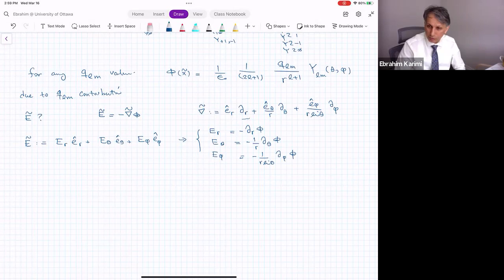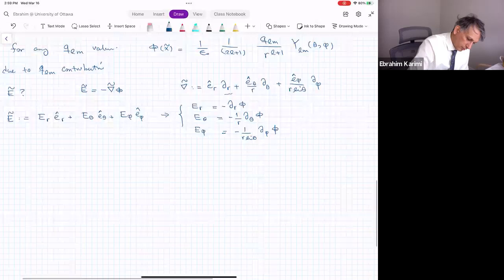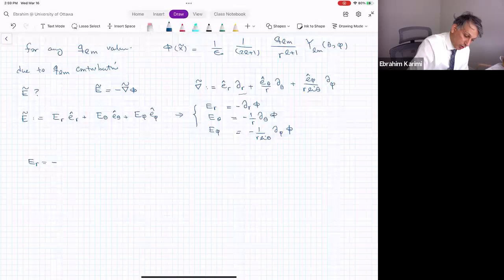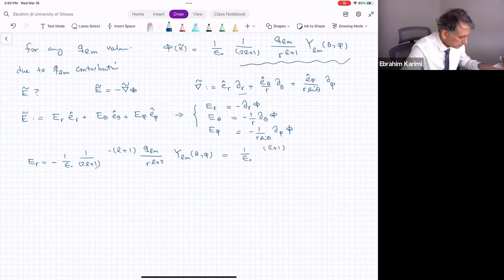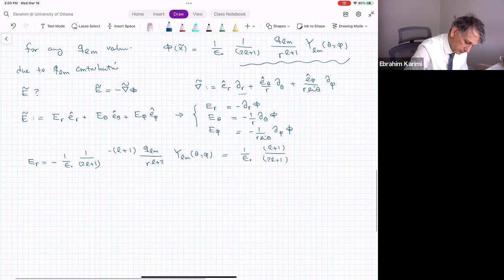And we know what the potential is for this specific charge distribution, Q_lm. Then E_r will be equal to minus the derivative with respect to r of that specific potential, which will be minus 1 divided by epsilon 0, 1 divided by 2l plus 1, then we do have minus (l plus 1) Q_lm divided by r to the power of l plus 2, Y_lm of theta and phi. Or if you want to simplify that, that will be 1 divided by epsilon naught, (l plus 1), Q_lm, r to the power of l plus 2, Y_lm of theta and phi.